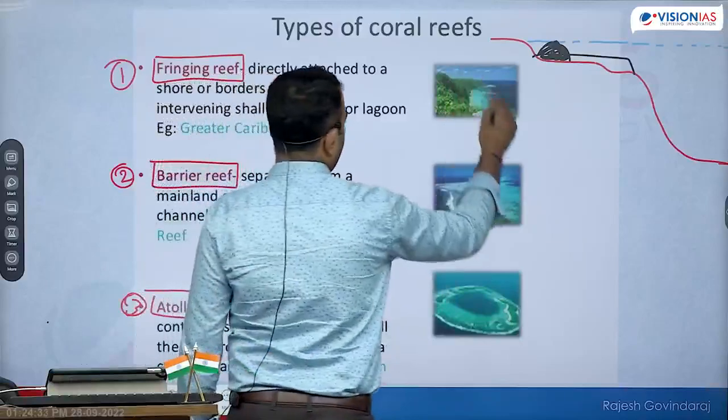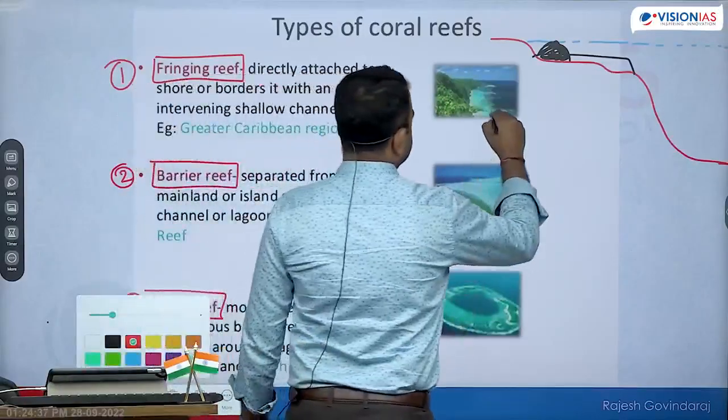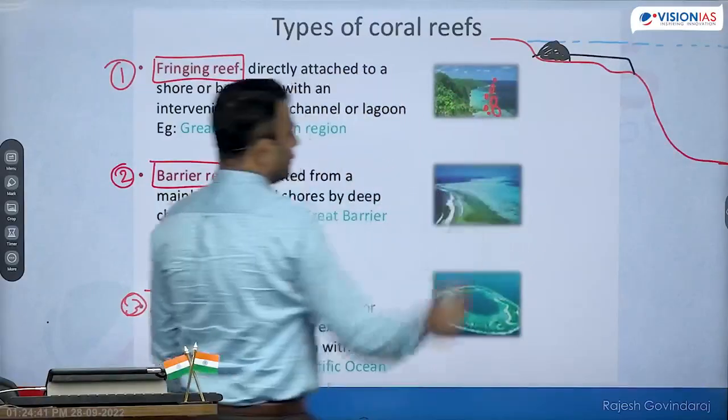For example, this is the coastal region. तो यहाँ पर ले लो ऐसे. Just next to it, you will find some patches of corals very near to the coastal region.